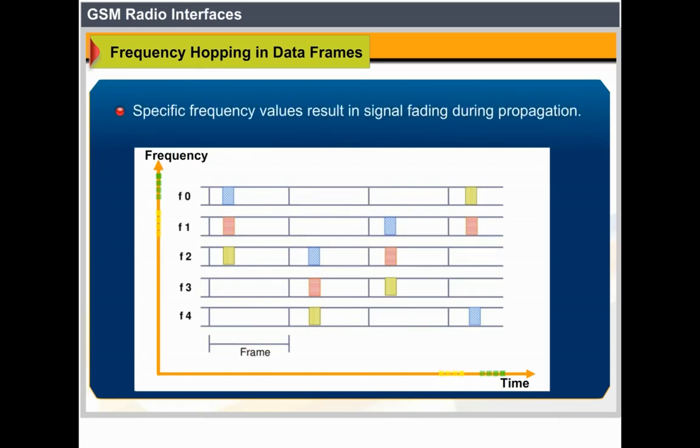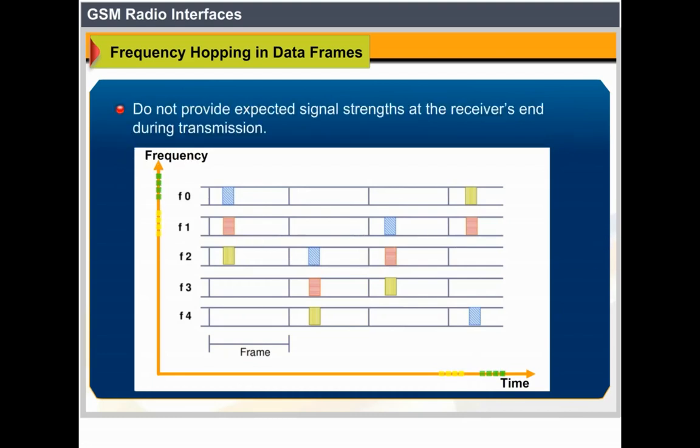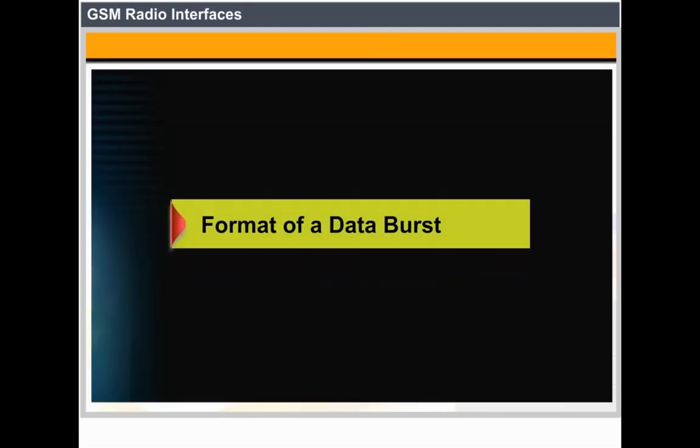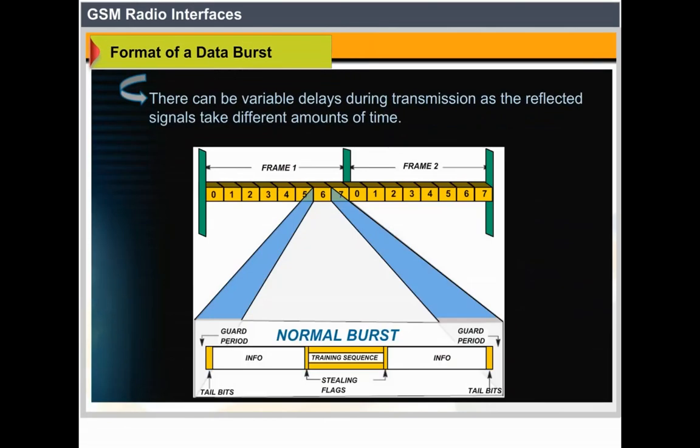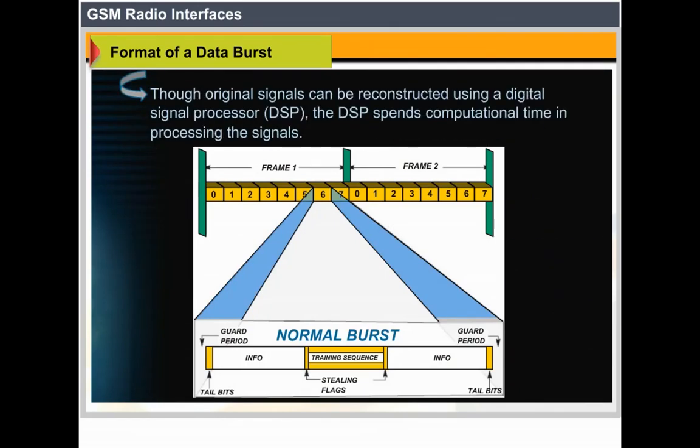Specific frequency values result in signal fading during propagation. They do not provide expected signal strengths at the receiver's end during transmission. Format of a data burst. There can be variable delays during transmission as the reflected signals take different amounts of time. Original signals can be reconstructed using a digital signal processor, DSP, but the DSP spends computational time in processing the signals.